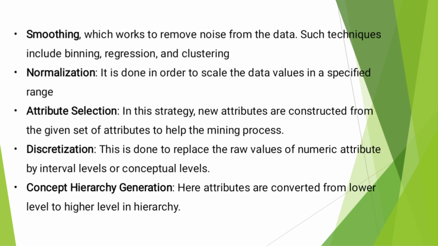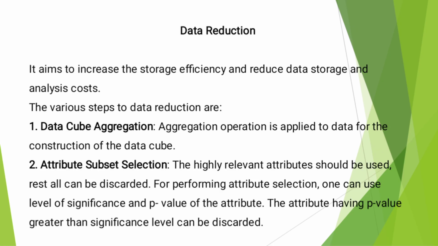Normalization. It is done in order to scale the data values into a specified range. Attribute selection. In this strategy, new attributes are constructed from the given set of attributes to help the mining process. Discretization. This is done to replace the raw values of a numeric attribute by interval values or conceptual levels. Concept hierarchy generation. Here attributes are converted from low level to high level in the hierarchy.